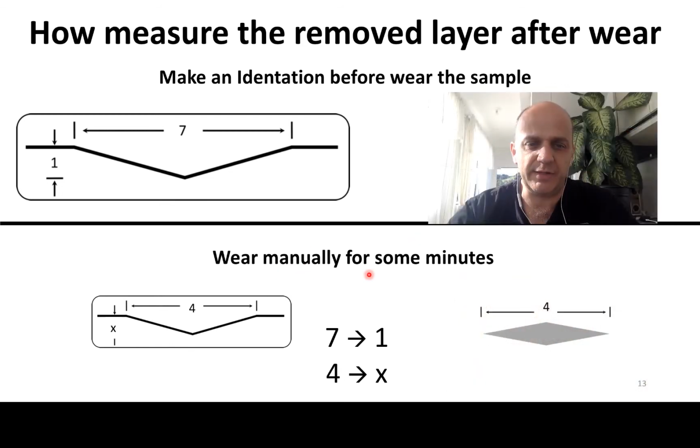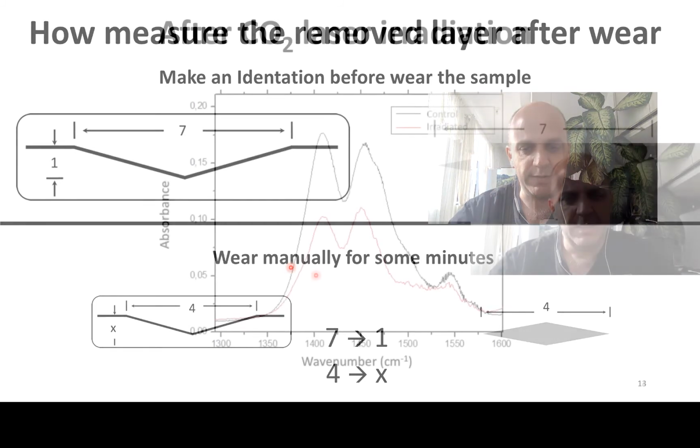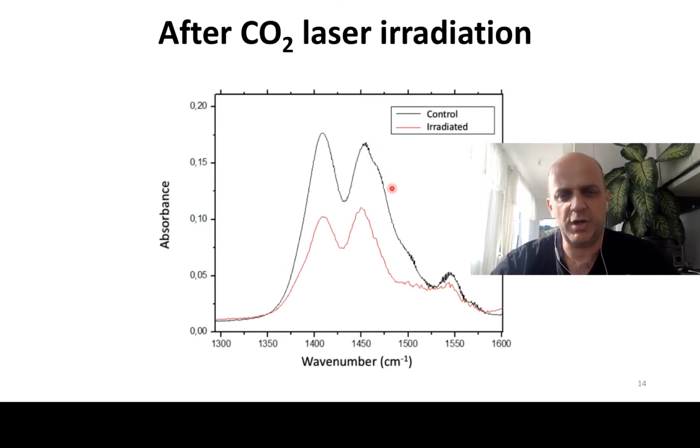After manually wearing the enamel for some minutes, what you can observe is a lower value of length. For example, 4. If you measure 4, that means that you have here 4 and the depth of x. With the ratio 7:1, 4 to x, you can calculate the depth of this indentation. In this case, we have 0.6 microns. That means that the first value was 1 and now it is 0.6, so after wear you removed 0.4 micrometers.